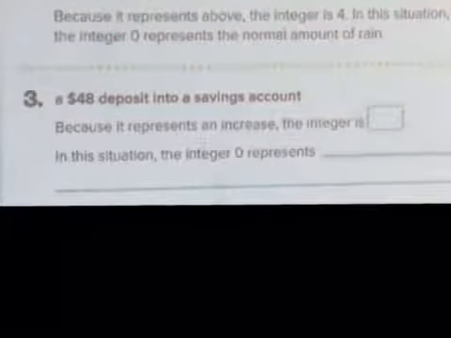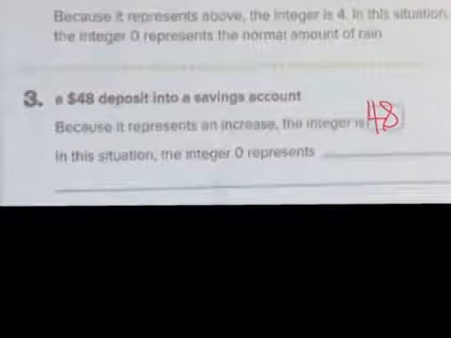And question, example 3, a $48 deposit into a savings account. Savings account, boys and girls, means you're saving it. You're going to have this positive balance. You're not spending it. Because it represents an increase, the integer is just simply 48. Okay, it is a positive 48, but we don't have to write the positive sign.